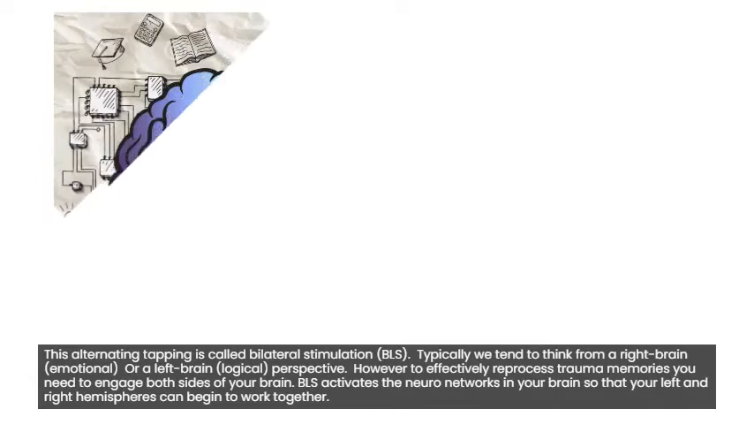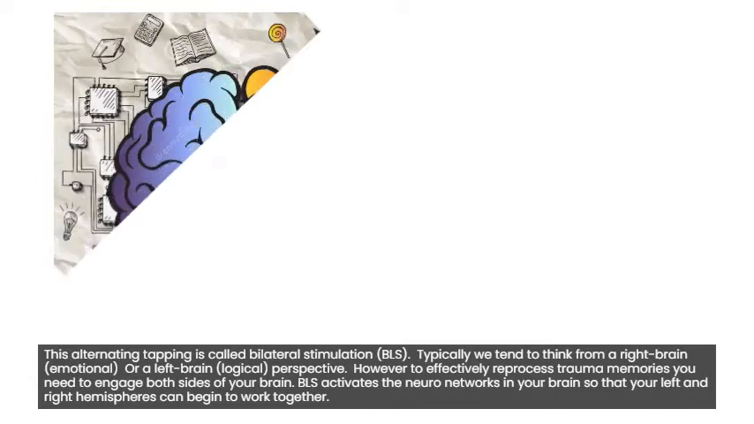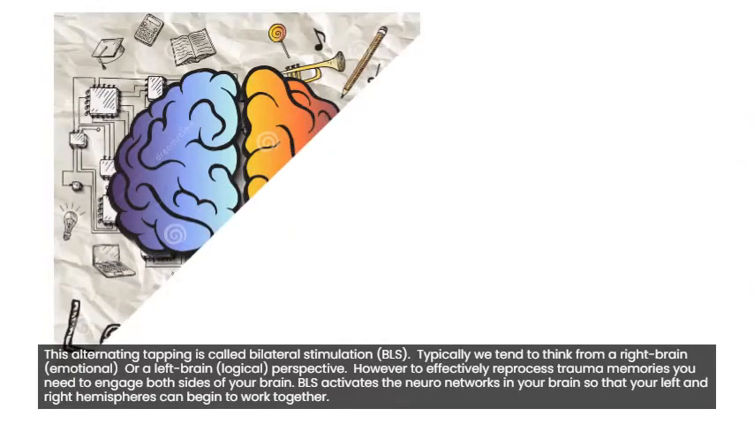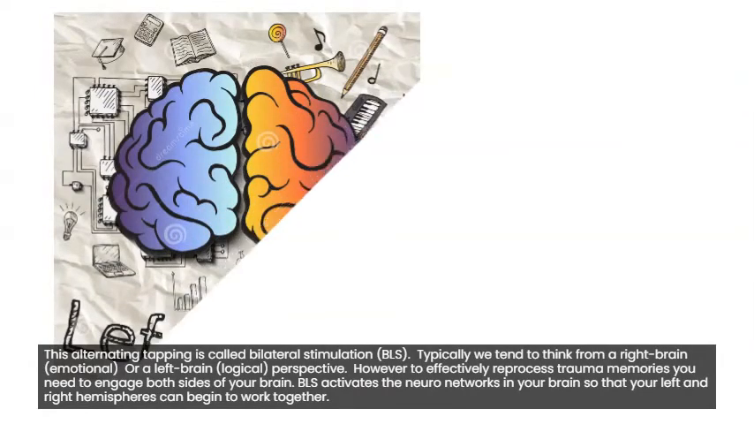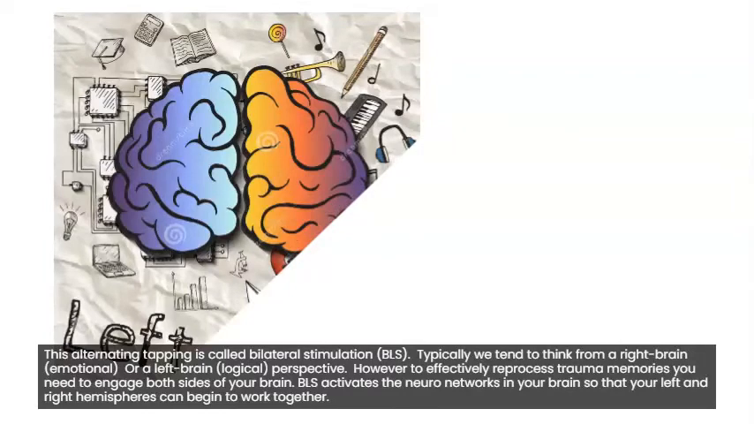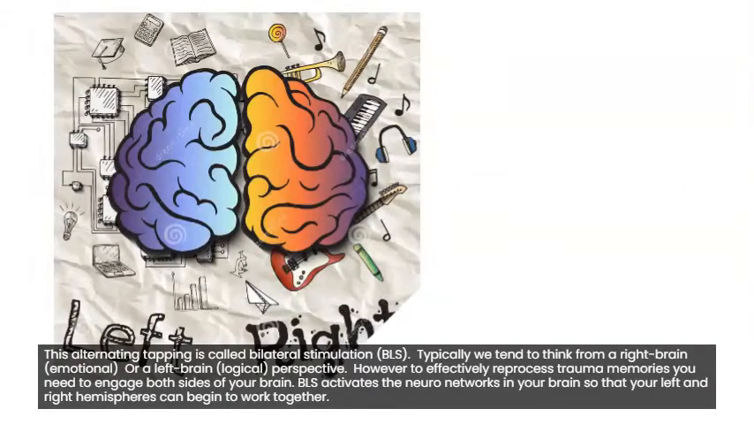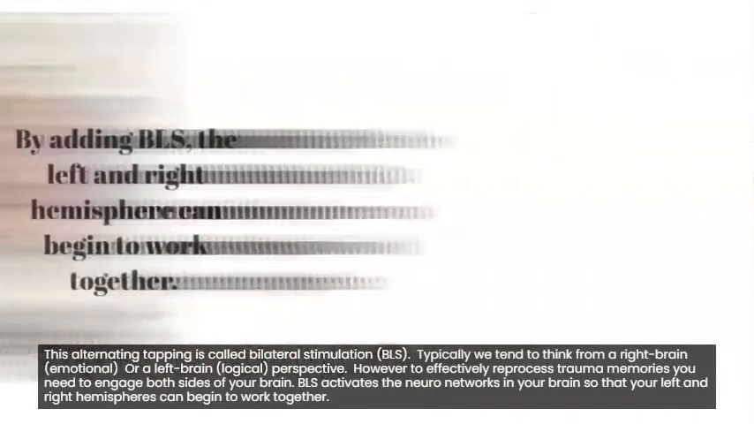Typically we tend to think from a right brain, emotional, or a left brain, logical perspective. However, to effectively reprocess trauma memories, you need to engage both sides of your brain. BLS activates the neural networks in your brain so that your left and right hemispheres can begin to work together.